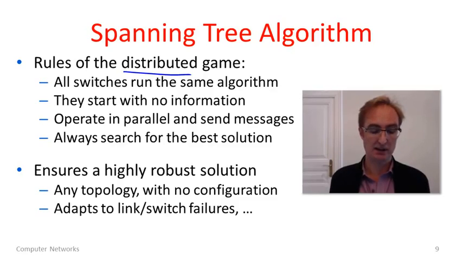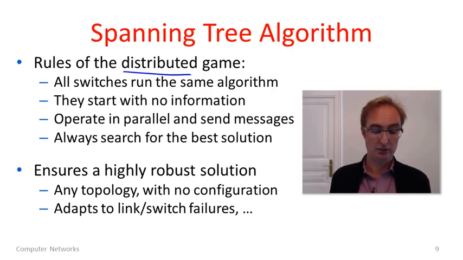As they operate in parallel and send messages, we want these switches to continually search for the best solution. If we do this, if we can solve this problem, I haven't told you how to yet, we will end up with a highly robust solution. It will work for any topology with no configuration because we assume that we start with no information and have no special switches or position in the network. It will also adapt to link and switch failures.